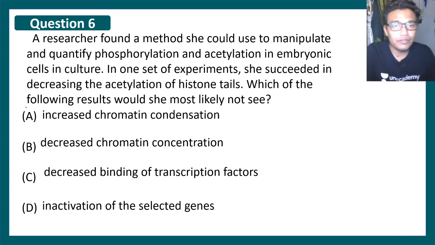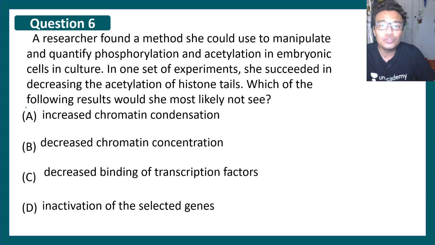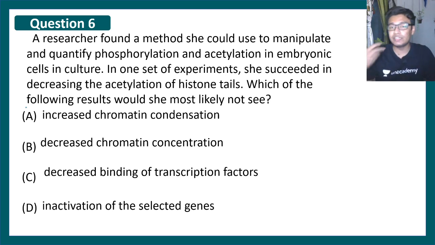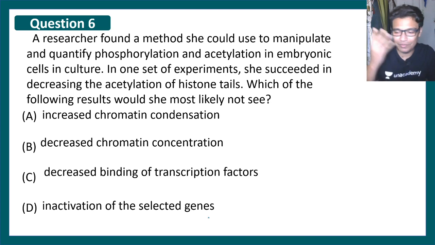A researcher found a method that she can use to manipulate and quantify phosphorylation and acetylation in embryonic cell culture. In one set of experiment, she succeeded in decreasing the acetylation of histone tails. Okay, which of the following results would she mostly expect? Increased chromatin condensation, decreased chromatin condensation, decreased binding to the transcription factors, inactivation of the selective genes. So this is another question, question number 3 and question number 6, which you can possibly answer in the comment section. So do let me know your answers in the comment section.